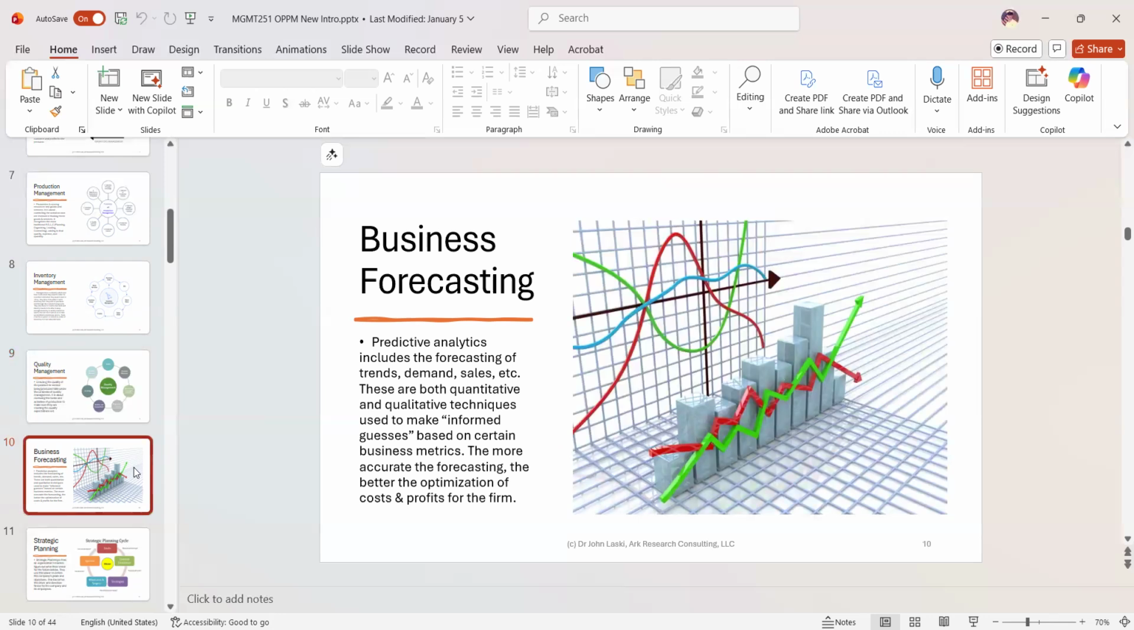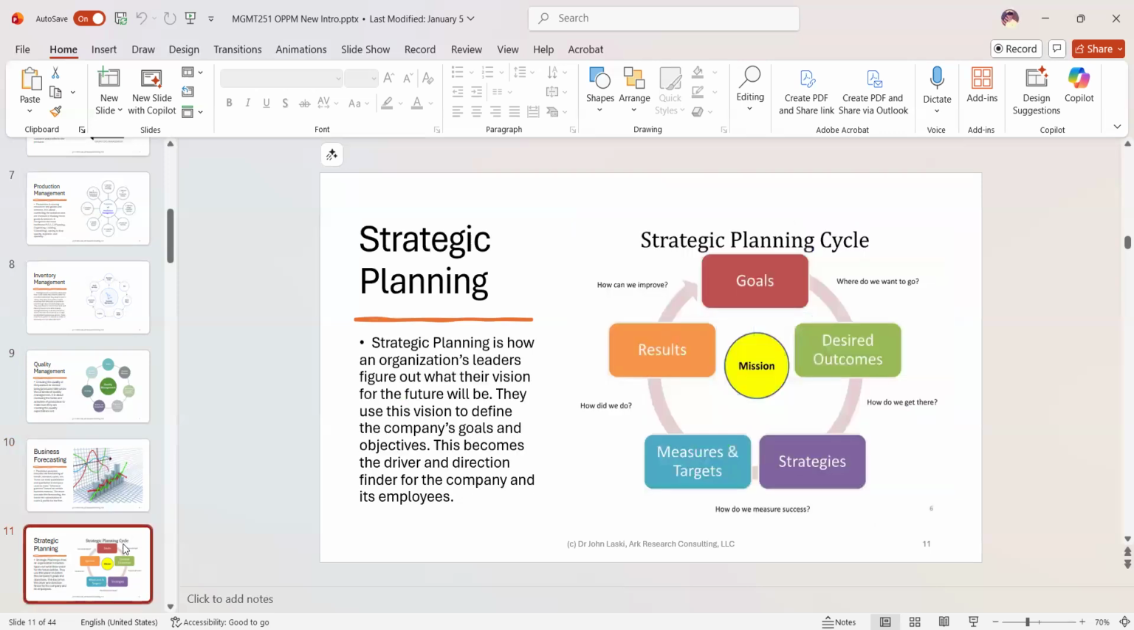Business forecasting, especially demand forecasting, is the use of predictive analytics, included in the idea of forecasting trends and sales and demand and so forth. These are both quantitative and qualitative, used to make informed guesses, so to speak, based on certain business metrics. The more accurate the forecasting, the better the optimization of costs and profits to the firm.